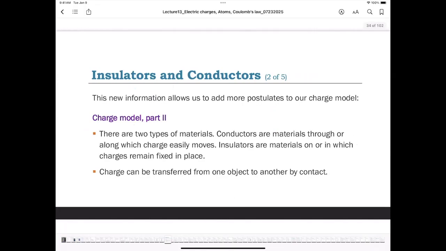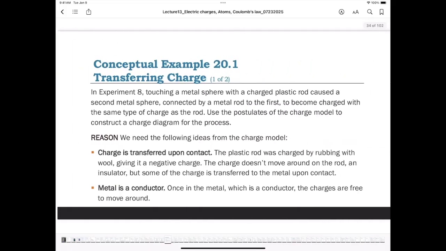This new information allows us to add more postulates to our charge model. There are two types of materials. Conductors are materials through or along which charges easily move. Insulators are materials on or in which charges remain fixed in place. Charge can be transferred from one object to another by contact. We talked about that.